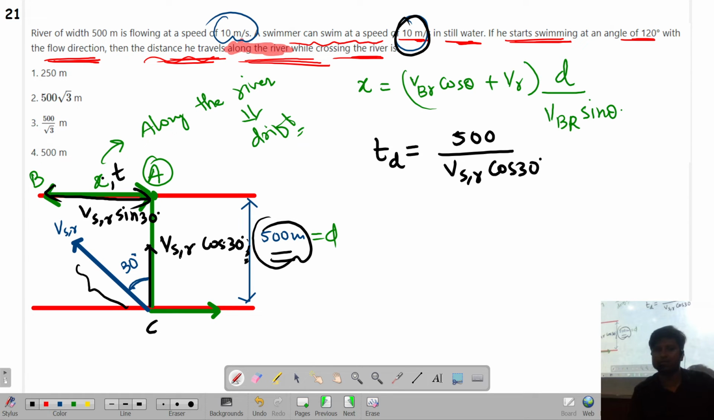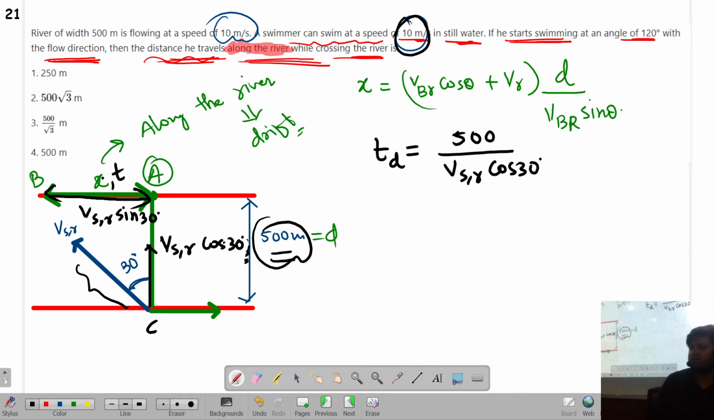Can you move ahead? Try to do it. Right. First draw this diagram, then I'll do. Okay. Do this problem.